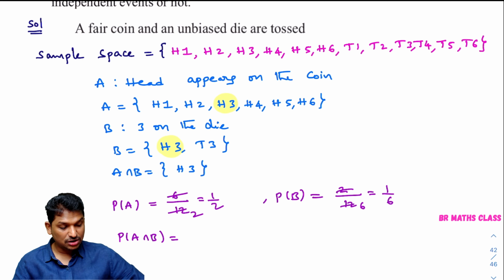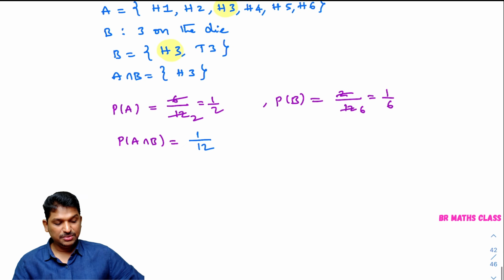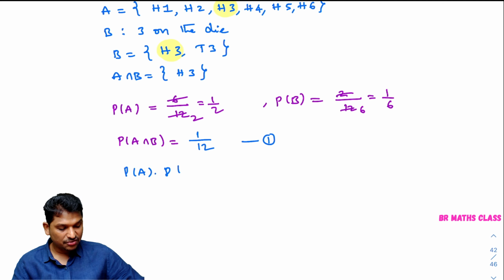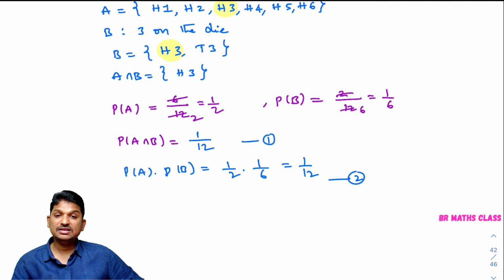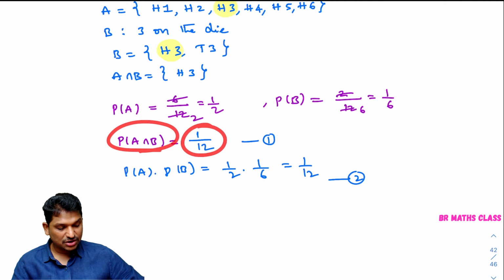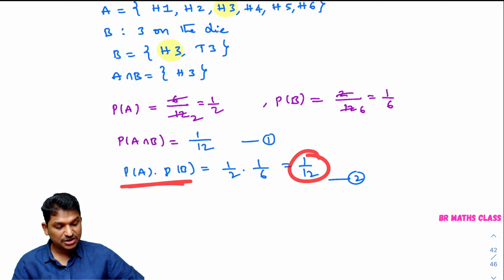So how to calculate the probability of A intersection B? Number of favorable results 1, divided by total number of results, which always comes from sample space. Now I have the probability of A intersection B. I'll take this as equation 1. Now I'll calculate the probability of A into the probability of B also. Probability of A is 1 by 2, probability of B is 1 by 6. That is 1 by 12. I'll take this as the second equation. You see, in equation 1, probability of A intersection B is 1 by 12. Probability of A into probability of B is also 1 by 12.